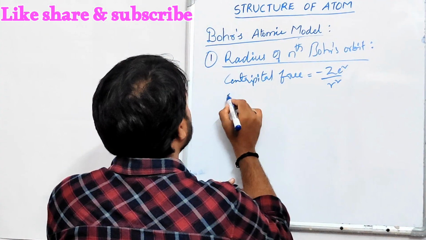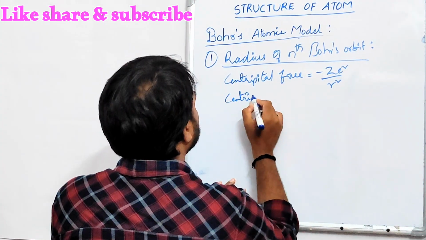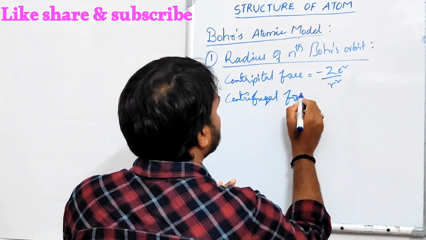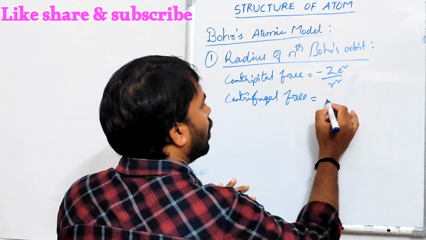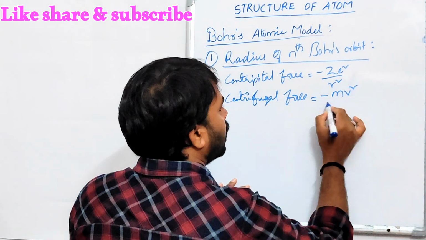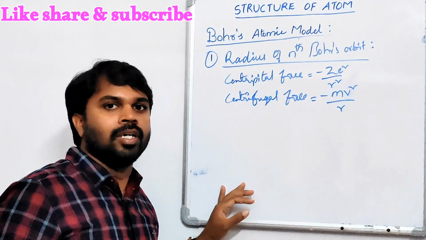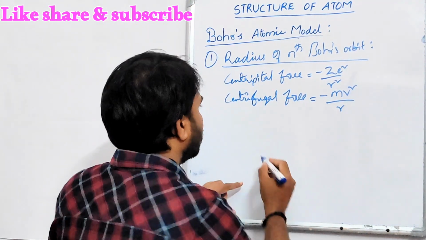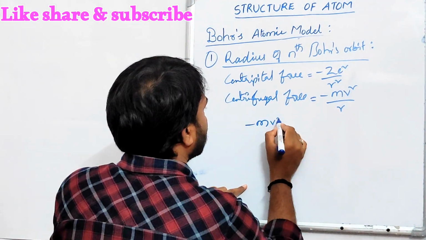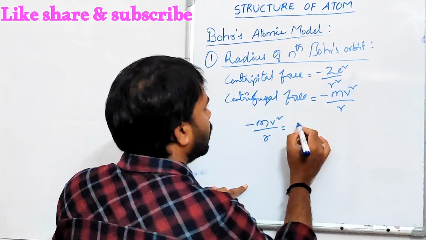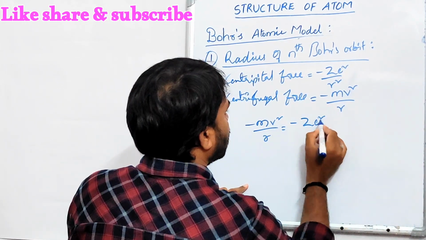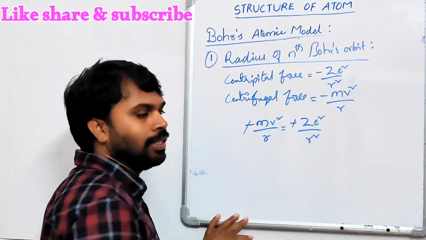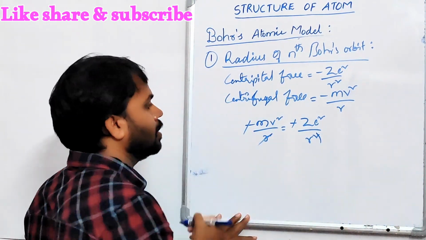And centrifugal force equals minus mv square by r. We know that centripetal force is equal to the centrifugal force. That is, minus mv square by r is equal to minus Ze square by r square. Both sides' negatives get cancelled, and the square and this r get cancelled.